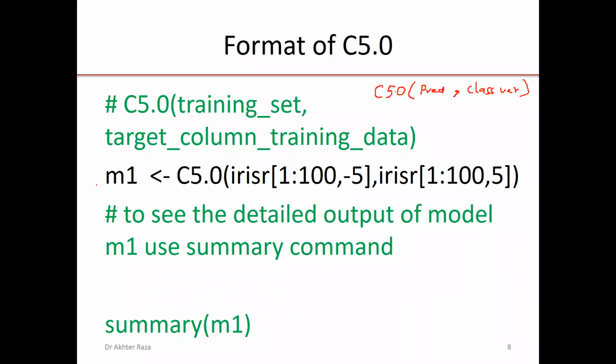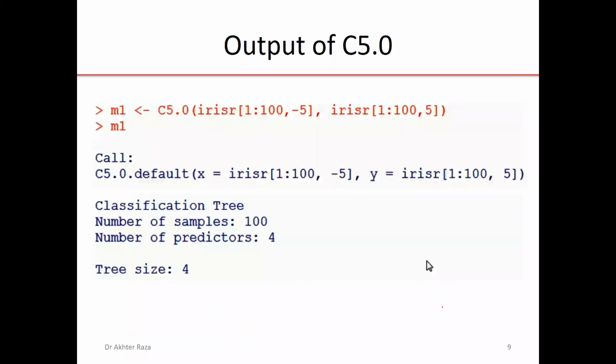Then the model is built and the model is stored in M1. M1 is a variable which contains the trained model. This algorithm will train the classification model, and that will be stored into M1. Why am I using M1? M stands for the model, 1 stands for the first version of this model. Then the summary command will print the output of the model M1.